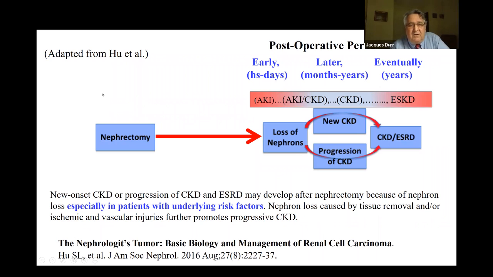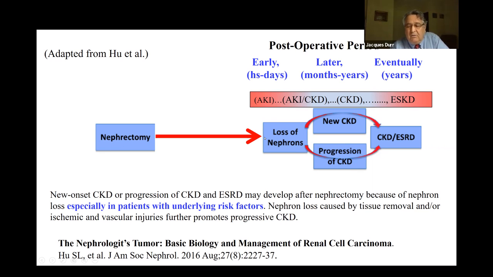As we discussed in the beginning, we were here in the pre-nephrectomy phase. Now we are in the nephrectomy phase. And then we are going to look at the early, later, and much later in years effect on usually acute renal failure, progression to CKD, and eventually in some rare patients, hopefully, to end-stage renal disease.